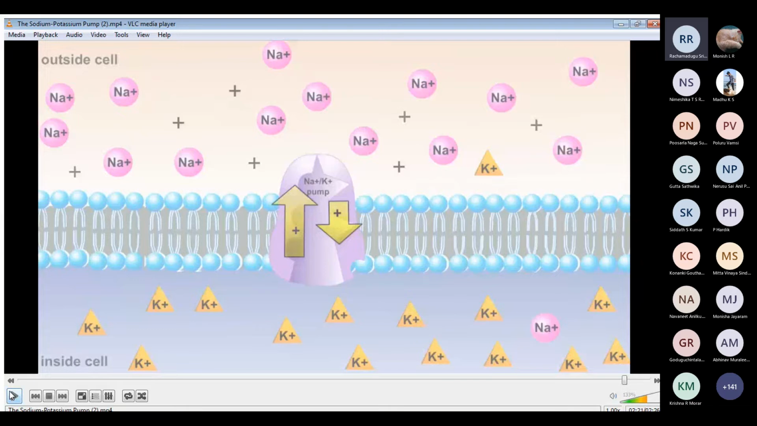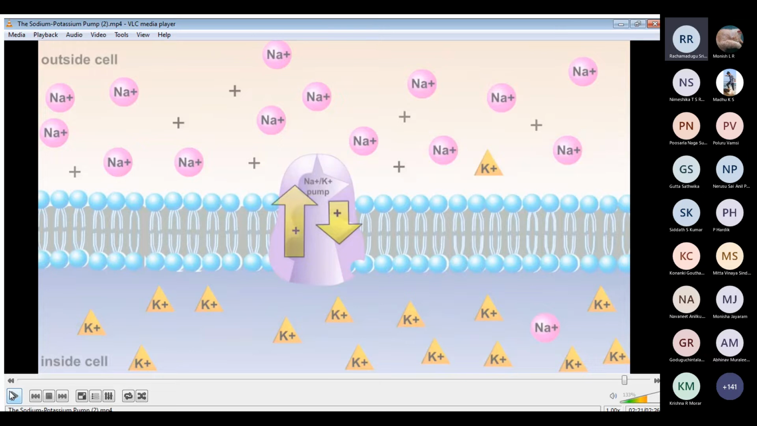Let's see, have you understood what is active transport now? Do you have any doubts in this? Understood. Any doubts? Ma'am, does potassium have low concentration? Potassium has low concentration, meaning outside there are fewer of them.